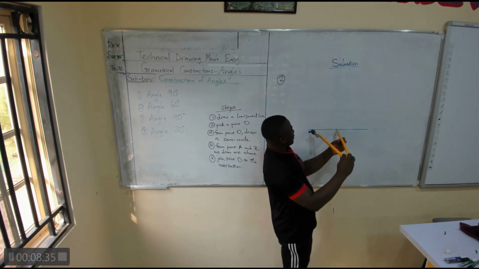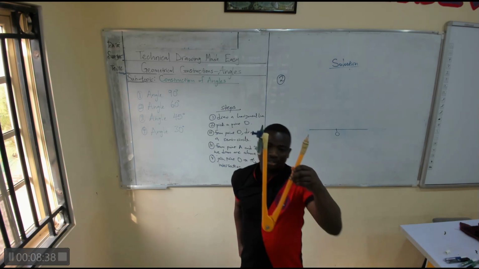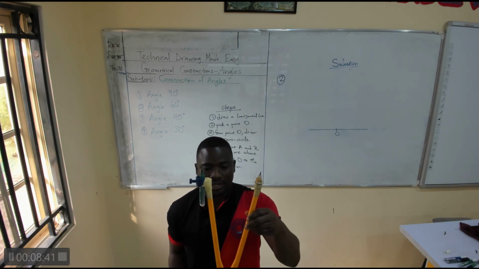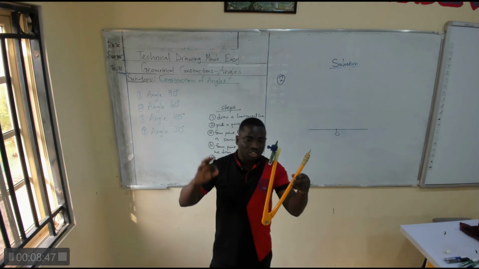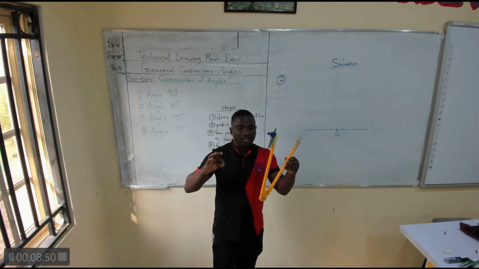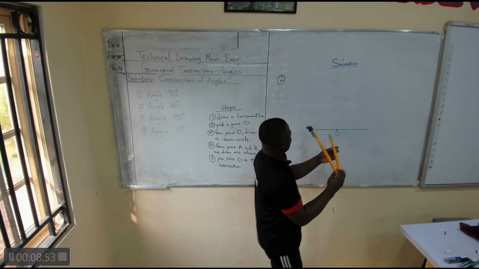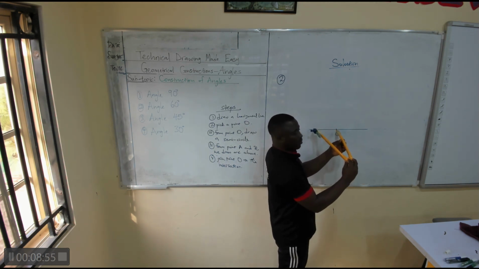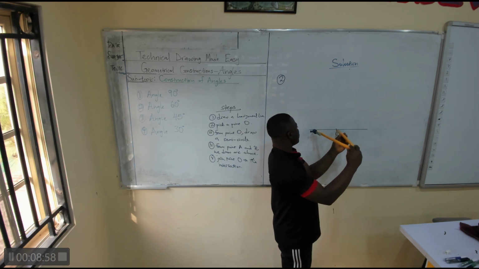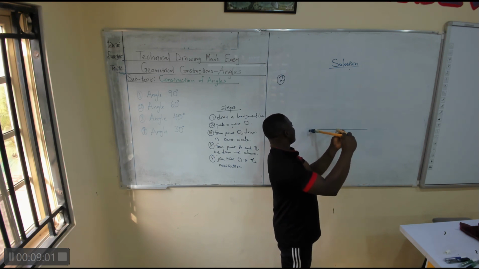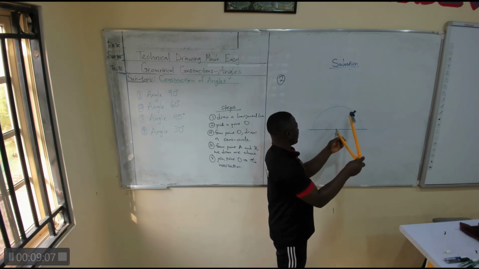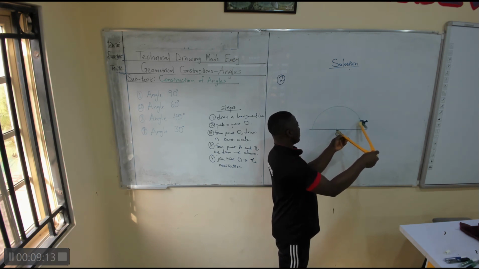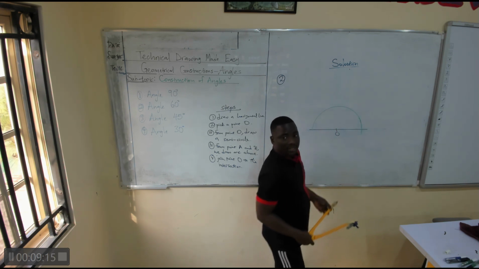Then to draw a 60 degree angle, please take note of this. You are going to draw a semicircle, but at this time you have to watch the radius of your compass because it must not change. The radius of a compass must not change when you are drawing angle 60 degrees. So you place your compass at point O like this. Then you draw a semicircle across the line like this. Good. Can you see that now?